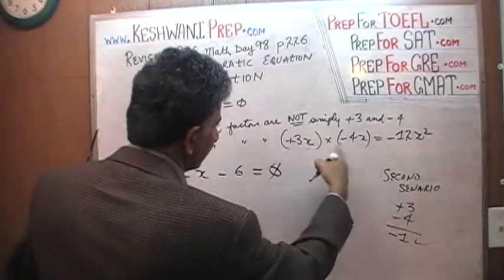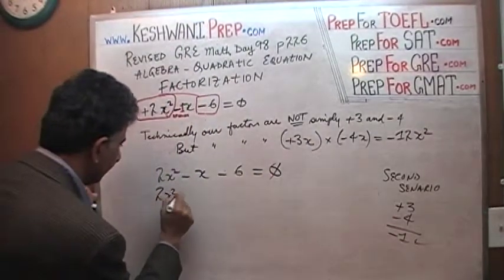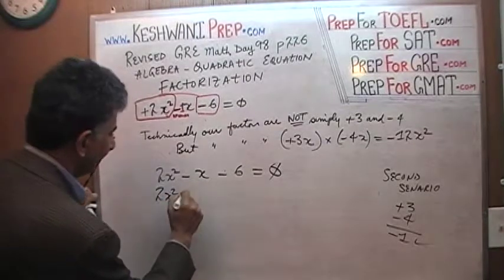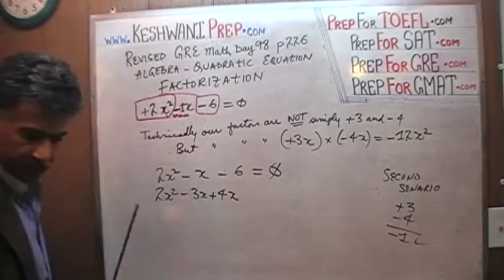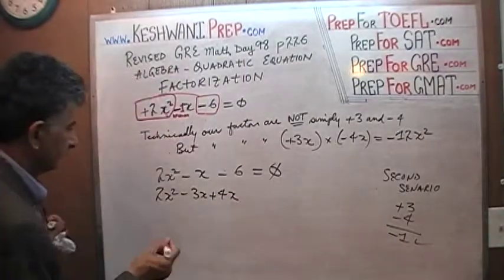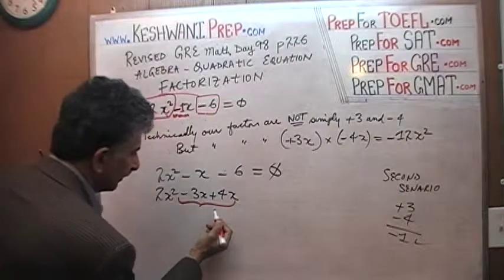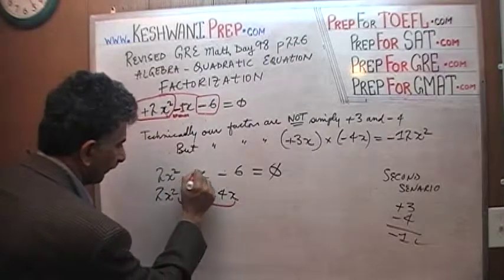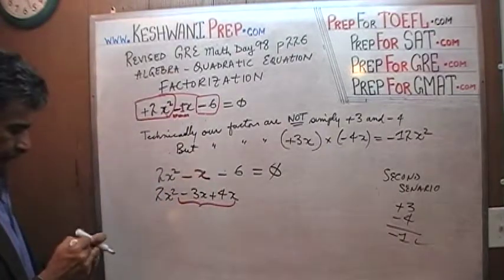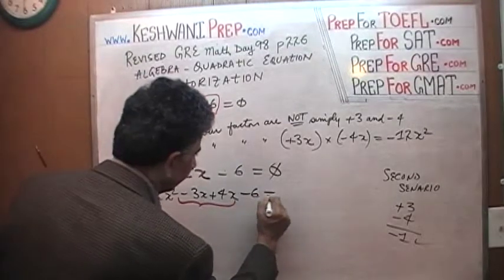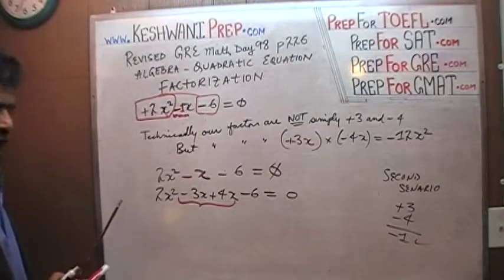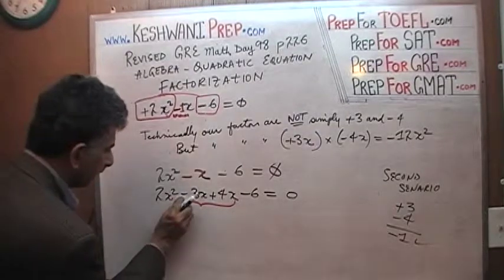We know our factors, which are these, which means we can write our negative x as negative 3x and a positive 4x. You see? Right here. This part here, the negative 3x and a positive 4x is our negative x. And then finally, we have negative 6 equals 0.